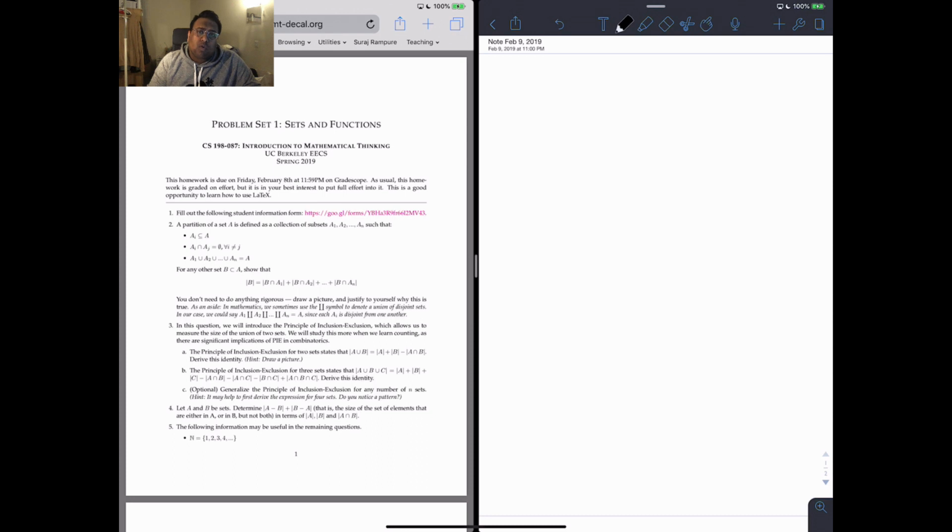But I think for homework 1, since we introduce a lot of the notation that we'll rely on throughout the semester, it's important that everyone understands how to attempt each of these problems. So let's get into it.